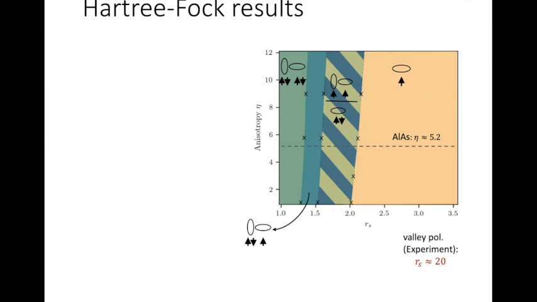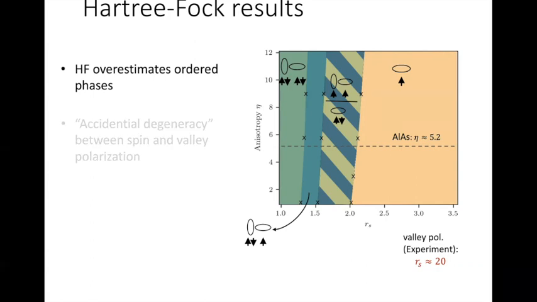You start from a fourfold symmetric state, and you remove the different flavors successively. You go to threefold symmetric, twofold symmetric, one-fold symmetric. Now the critical values of rs are of course completely off compared to the experiment, much, much smaller. Hartree-Fock really likes to break the symmetry. That's the only way for Hartree-Fock to reduce interaction energy. So it overestimates ordered phases, no big surprise there.